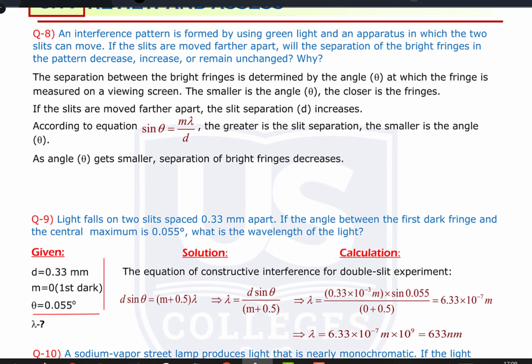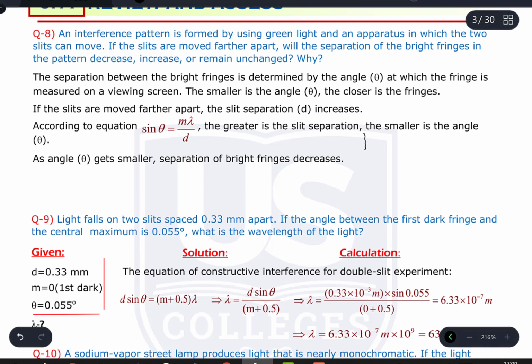Question number 8. An interference pattern is formed by using green light and an apparatus in which the two slits can move away. And we have such a setup in the experiment setup. So there is one slit, another slit. Let me draw it in place.